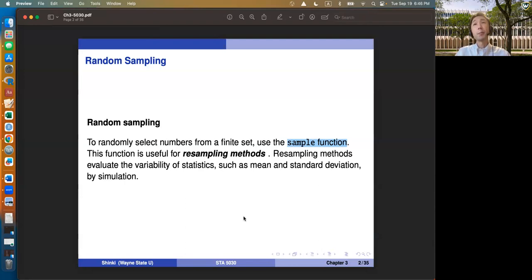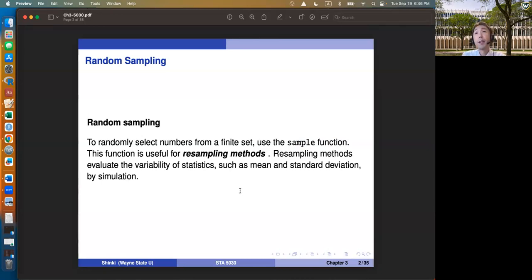So out of, for example, the 20 observations, we sample just 10 observations several times, then we can see some variability in the data. So that is the idea of resampling. Resampling methods evaluate the variability of statistics such as mean and standard deviation by simulation. I had an example of the sample mean, but we can calculate other statistics also.